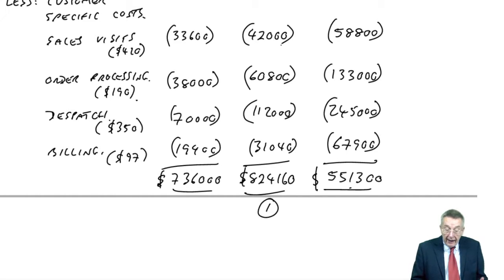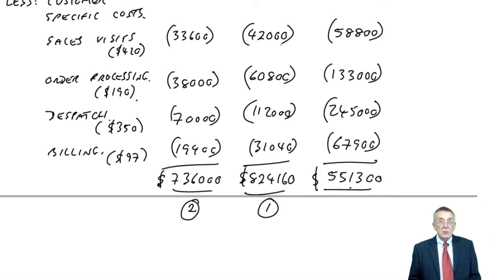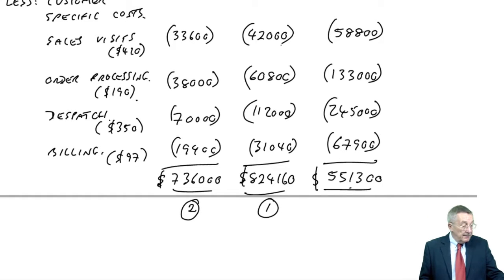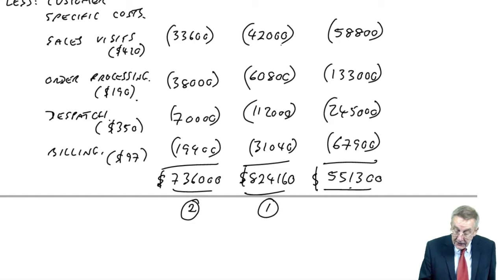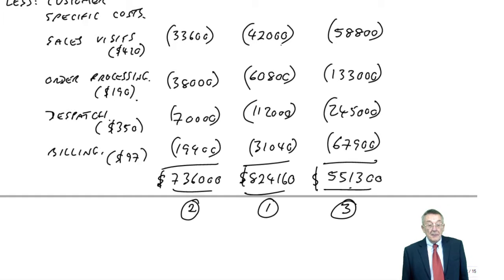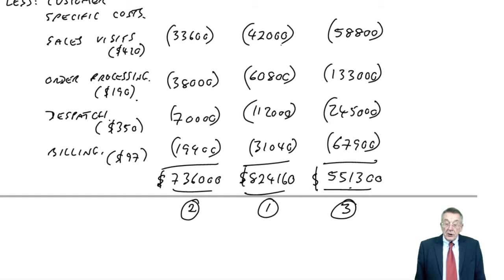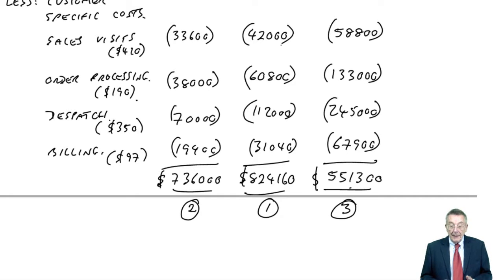824,160. However, second best is X. We were just looking at gross margin, X seemed to be quite a way down on the other two. But X turns out to be second best, and Z turns out to be third best. And who cares? Well, surely we want to make them all more profitable, if you're with me.